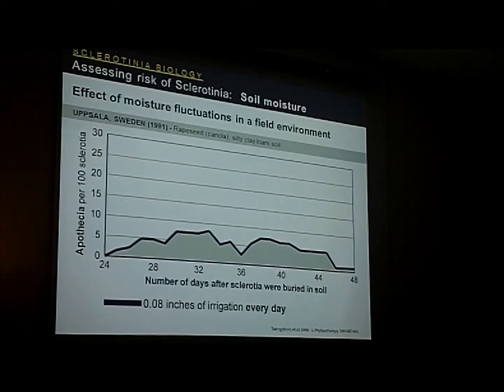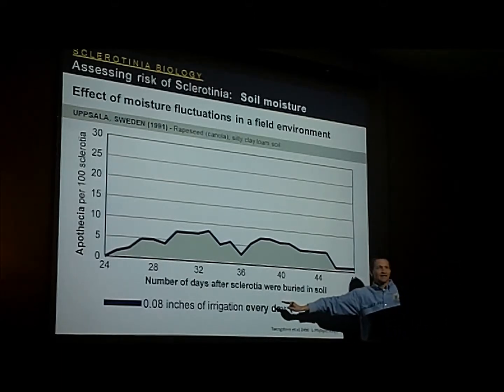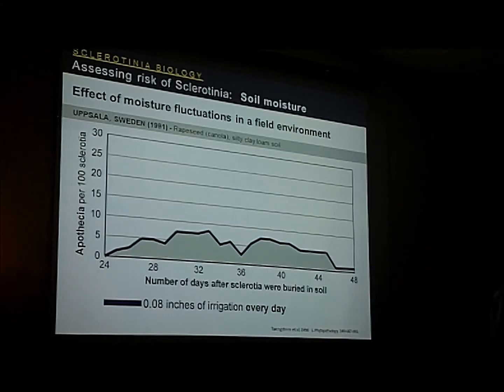Okay, and now this is the lab study. Now I'm going to show you data from the field that support this exact same trend. So this is a field study, microplots in this case, conducted in Sweden. I said data from around the globe. In this case they applied 0.08 inches of irrigation every day, and they excluded rainfall. They buried the sclerotia right at planting, and then they assessed when they got apothecia production and how many apothecia they got, and you can see they got apothecia production within 24 days of planting and burying the sclerotia.